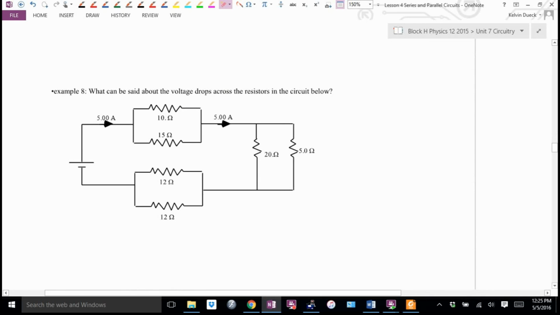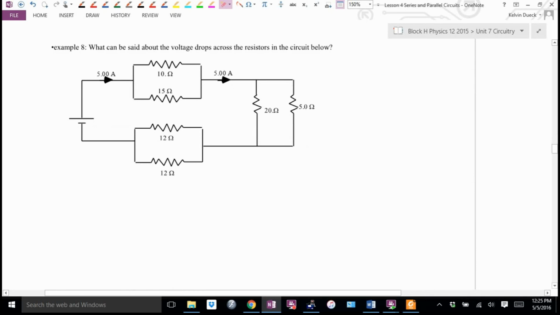Example 8 says, what can be said about the voltage drops across the resistors in the circuit below? Let's just find the voltage drops in every single resistor there. This is a very tricky one. This is one of the few times when I'm going to have to use some of those shortcuts I talked about last class that I said I don't normally memorize. And I'll show you what I mean.